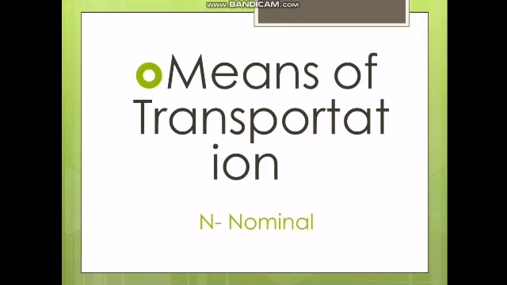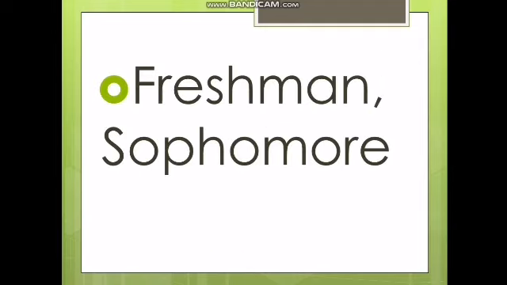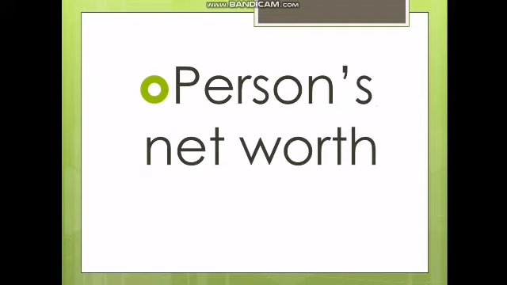Next, how internet is used at home. The correct answer is ratio. Very good. How about freshman and sophomore? The correct answer is ordinal. How about the person's net worth? The correct answer is interval. Very good.